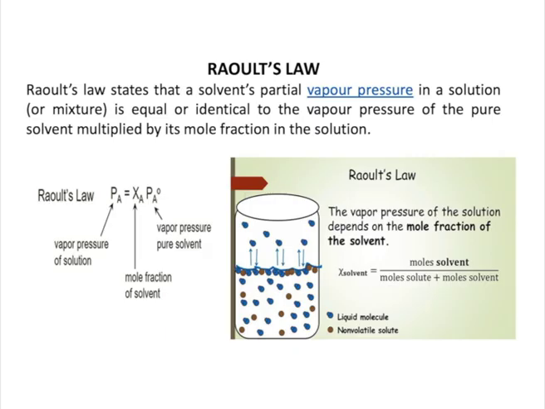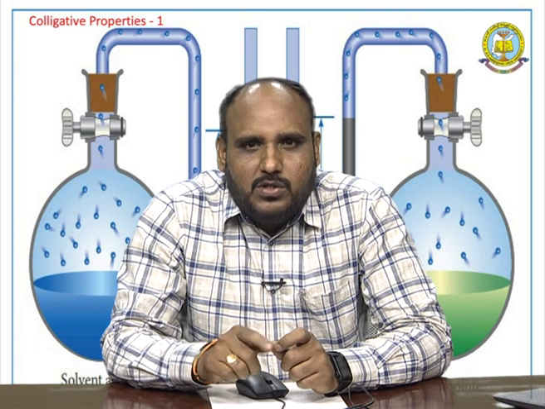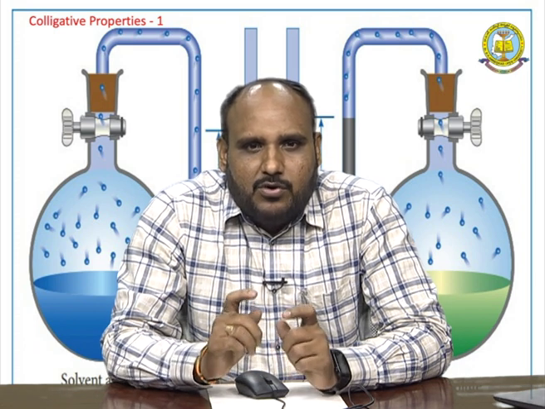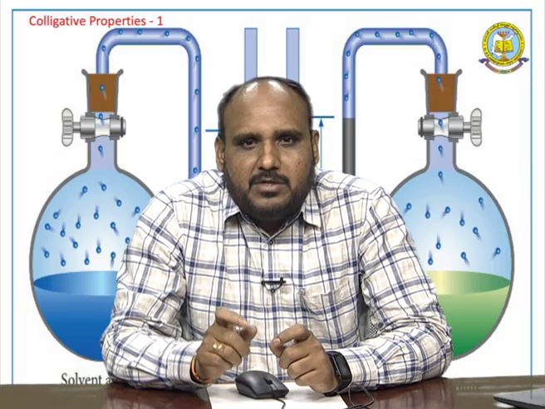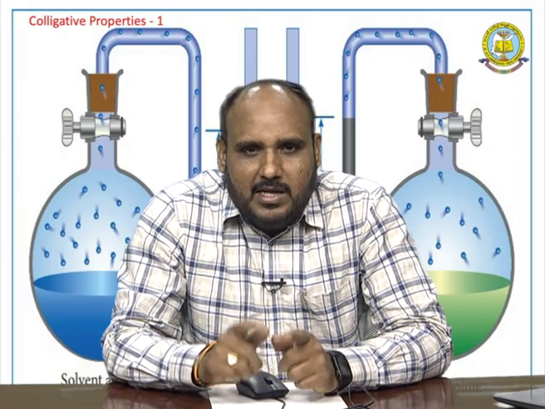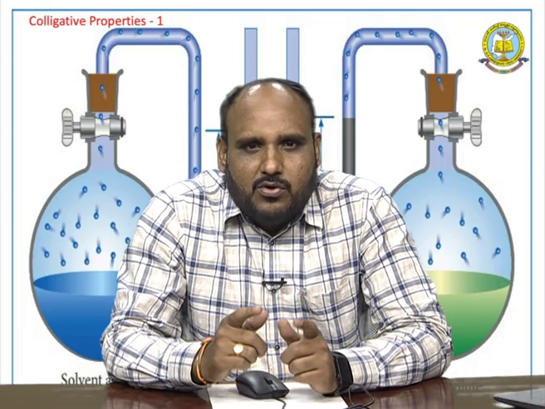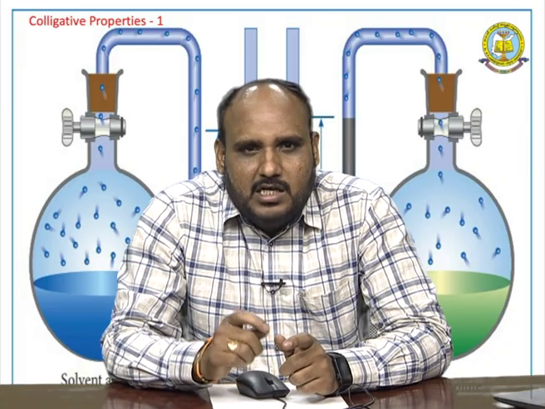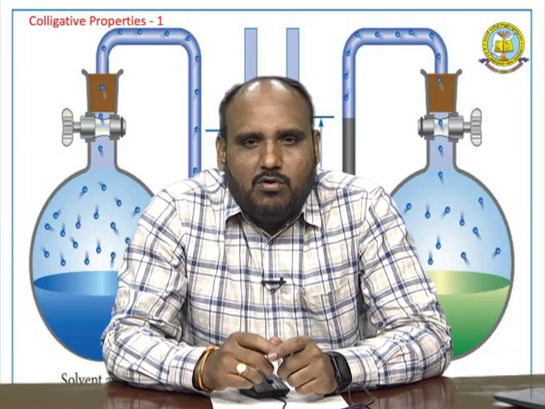How it should be related with the partial vapor pressure of the solvent and the partial vapor pressure of the solute. So, by the addition of a non-volatile solute to the solvent, the partial vapor pressure of the solvent is equal to the pure vapor pressure of the solvent multiplied by its mole fraction. Similarly, if the solute is also volatile in nature, the partial vapor pressure of the solute is equal to its pure vapor pressure multiplied by its mole fraction.